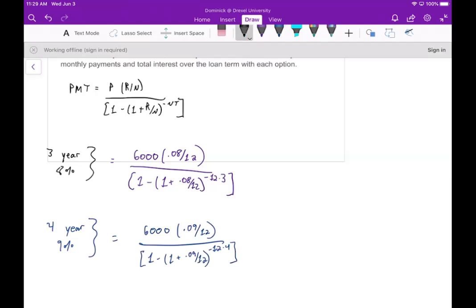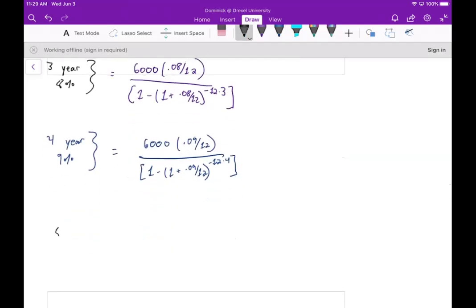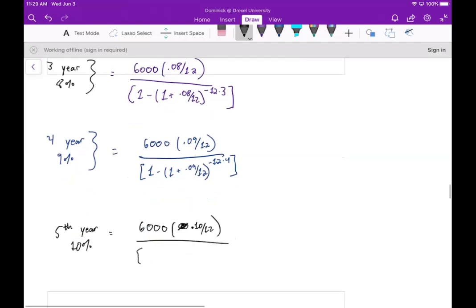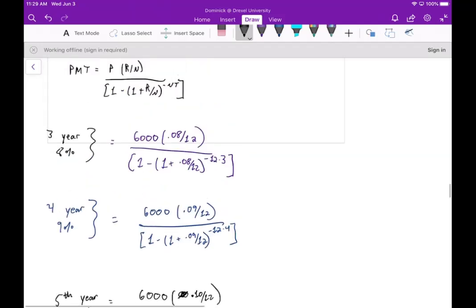All right, and then finally for the 5-year plan, you're going to have 6,000 times 0.10 over 12 divided by 1 minus 1 plus 0.10 over 12 to the minus 12 times 5. All right, so now we just have to calculate what our monthly payment's going to be in each scenario.